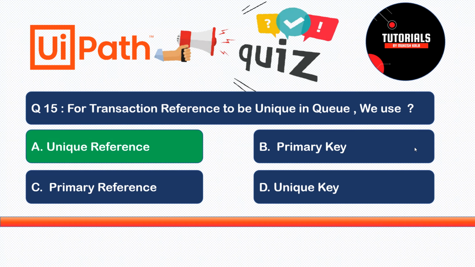And the correct answer is we use something called unique reference. For any transaction, if you want to make it unique, we use the unique reference. There is nothing called primary reference or unique key in Orchestrator. Primary key is a concept which is available in databases. So in terms of Orchestrator queues, we would have to use a property which is called the unique reference.